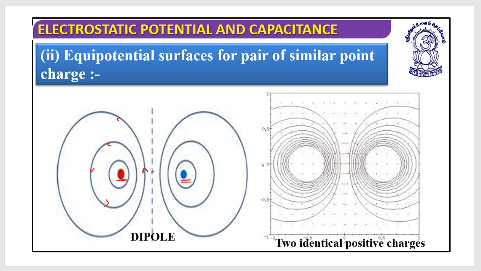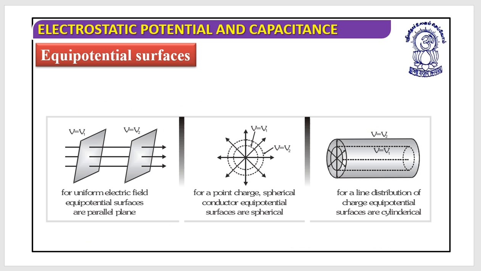You can assume anyone as positive, the other would be negative, and these are the equipotential surfaces for a pair of similar point charges. Yes, similar point charges, I mean charges having similar magnitude. When I consider a dipole, one of them would be positive and the other would be negative, that you know. Yes, so now next, equipotential surfaces for different objects.